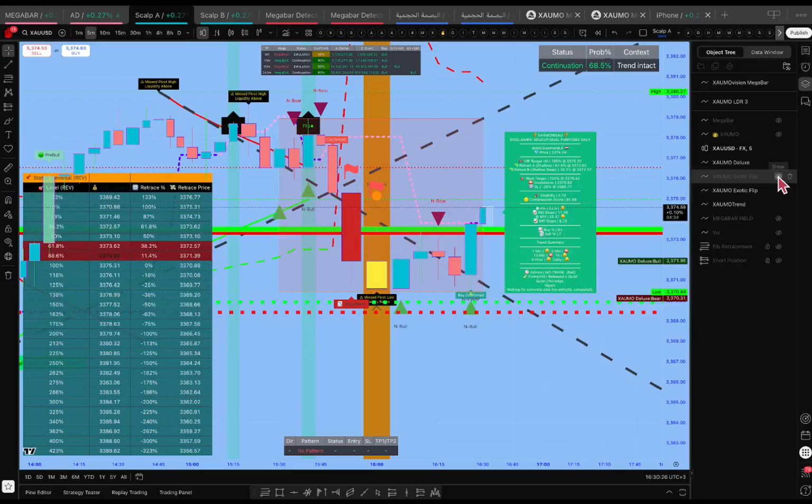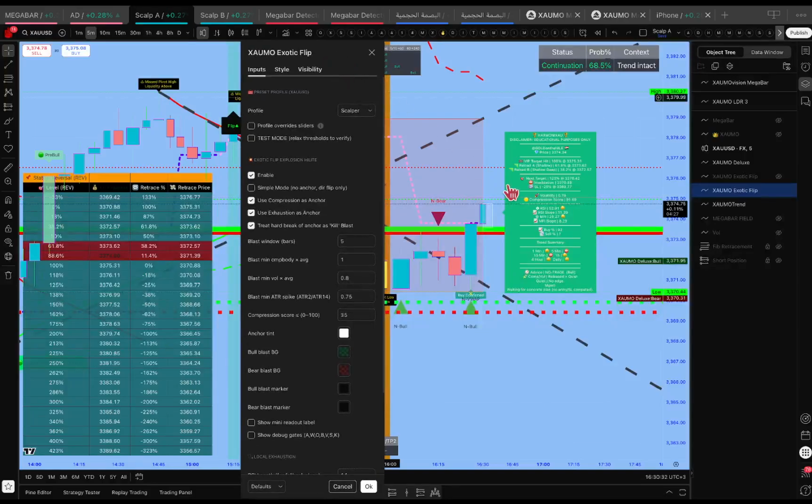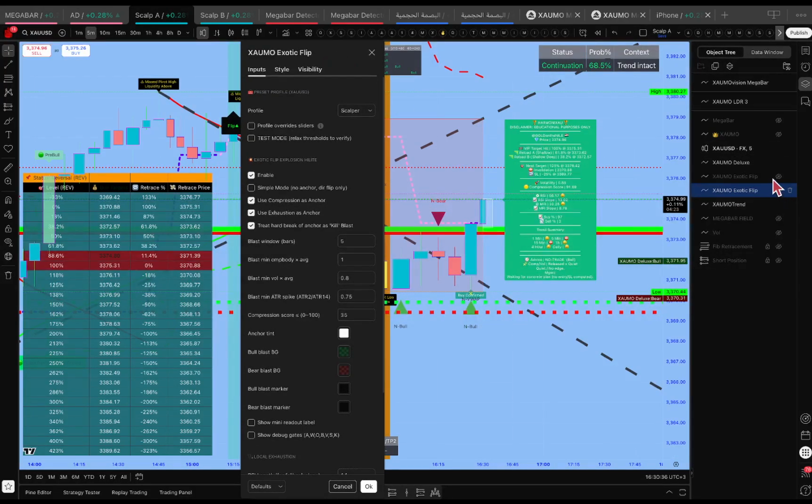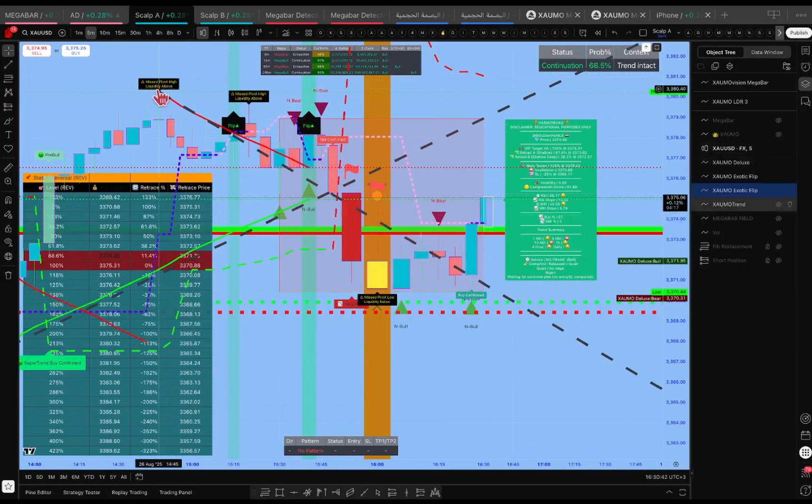You check this box. Here you go. See, this is the box, the anchor box. That means we have something cooking here. And this is what I've said. So this is how you see it here. And then we have the XAUMO trend. It goes from the missed pivot high all the way in.